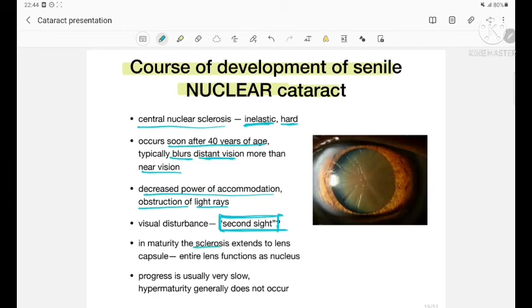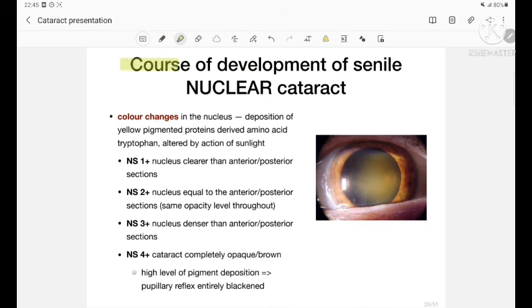In maturity, the sclerosis extends to the lens capsule. The entire lens functions as nucleus. The progress is usually very slow, and hypermaturity generally does not occur in case of nuclear cataract. This image shows a nuclear cataract. The course of development of senile nuclear cataract.